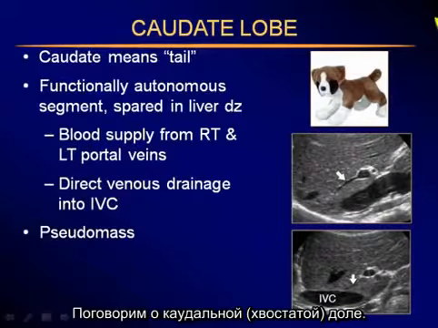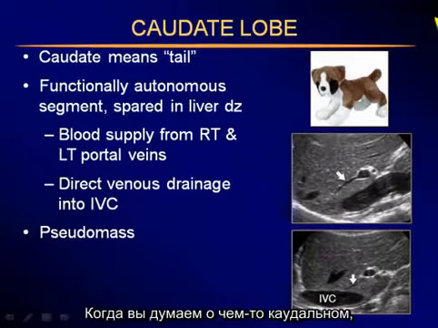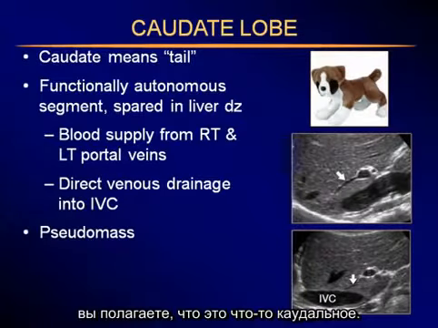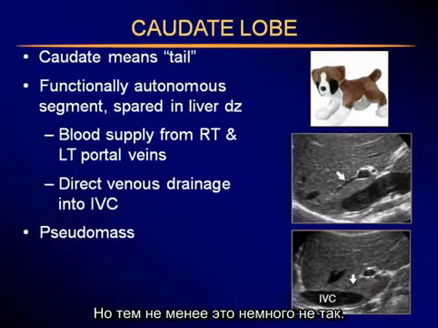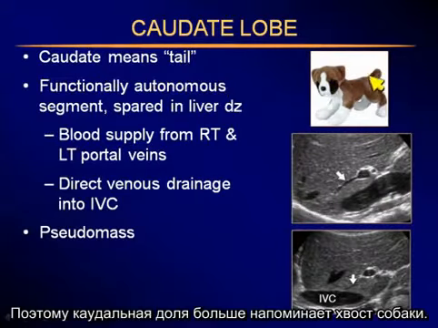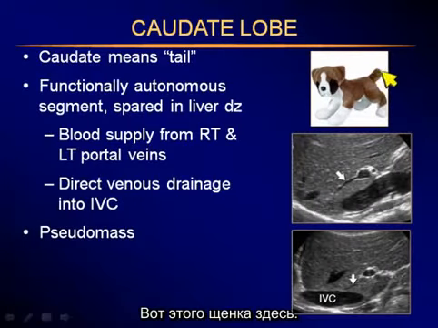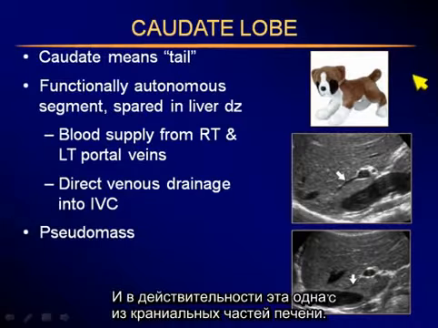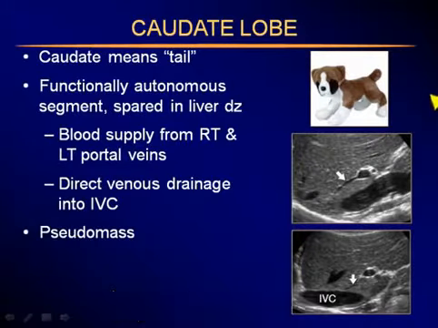I mentioned the caudate lobe. When you think of caudate, you think of something caudal, but that's not really what this means. Caudate in Latin means tail. So the caudate lobe is like the stubby tail of a dog. Here's a little puppy here. And it's actually one of the more cranial parts of the liver.